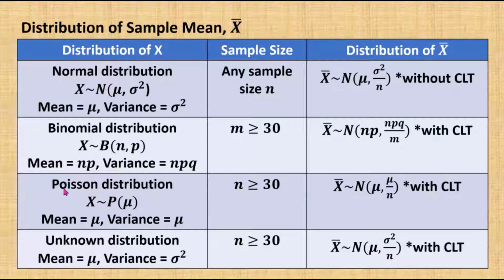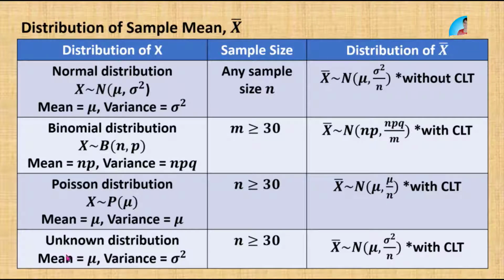And if X is a Poisson distribution where the mean is mu and the variance is also mu, then the distribution of the sample mean is approximately normal, provided that the sample size is greater than or equal to 30 under the central limit theorem. So in this distribution of the sample mean, the mean is mu and the variance is mu divided by the sample size.